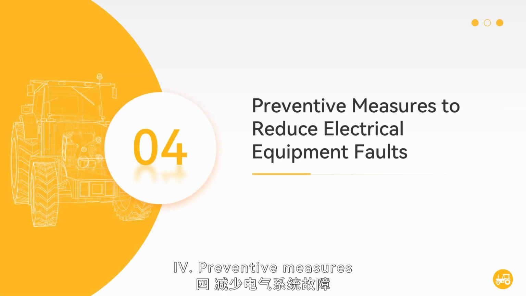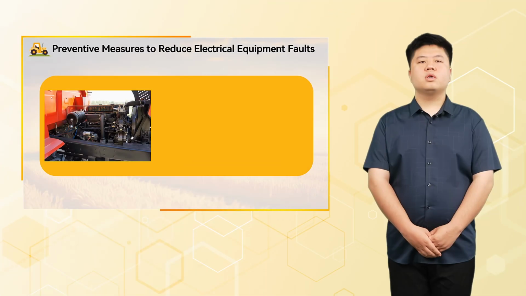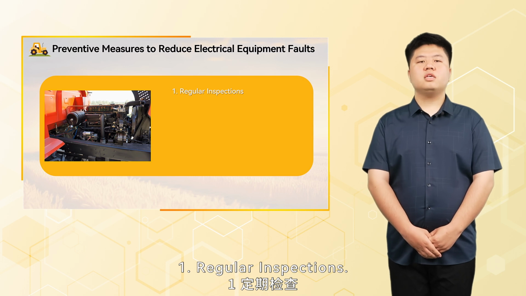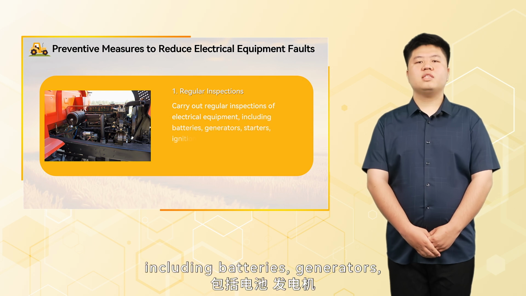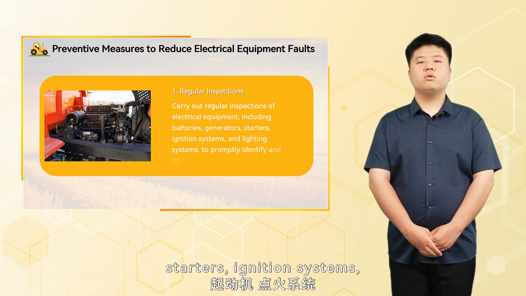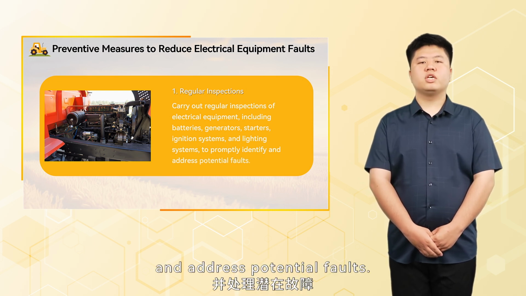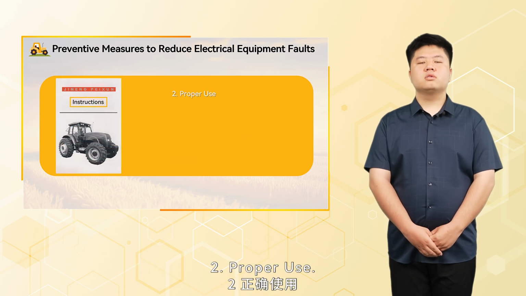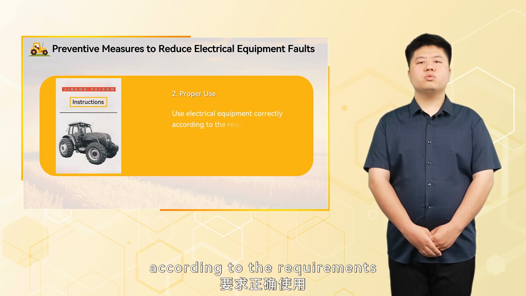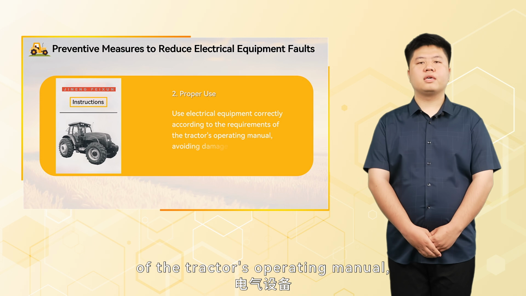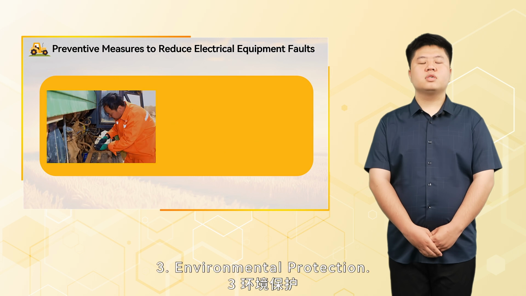4. Preventive measures to reduce electrical equipment faults. 1. Regular inspections. Carry out regular inspections of electrical equipment, including batteries, generators, starters, ignition systems, and lighting systems, to promptly identify and address potential faults. 2. Proper use. Use electrical equipment correctly according to the requirements of the tractor's operating manual, avoiding damage caused by overuse or improper use.